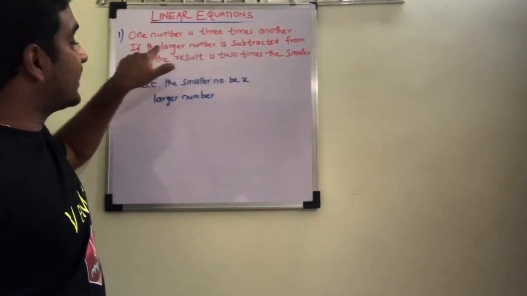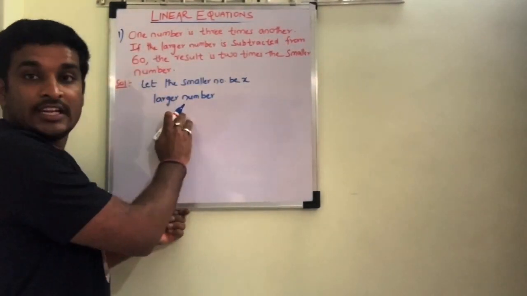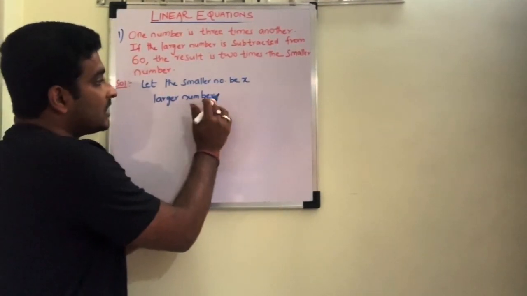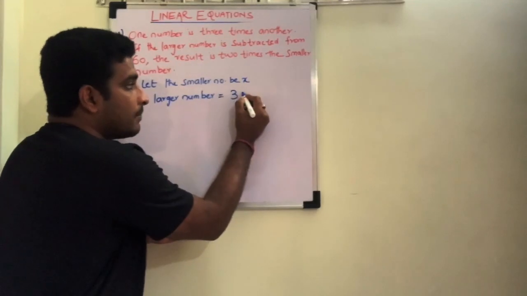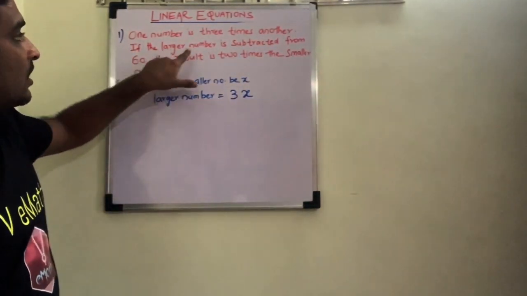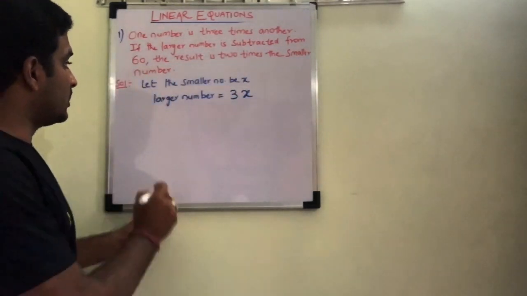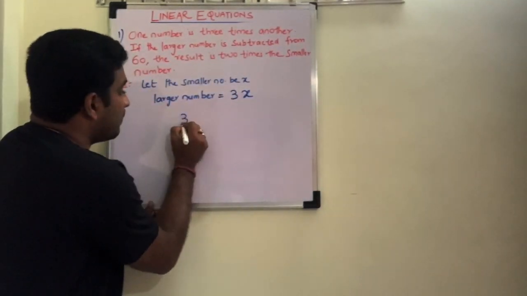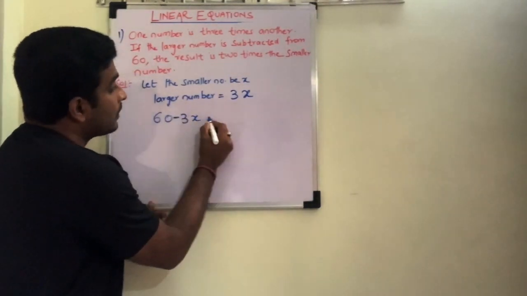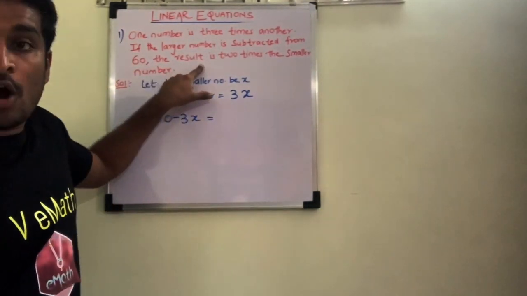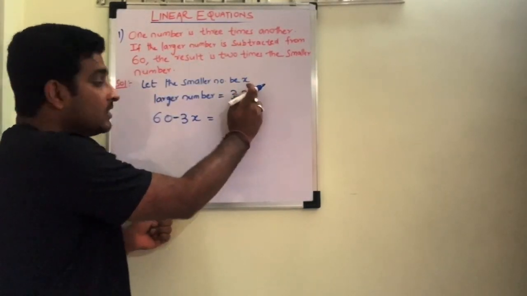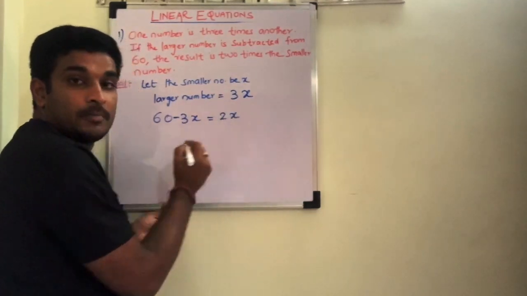One number is 3 times the other. That means obviously in two numbers the larger number will be more than the smaller number. That means the larger number is 3 times the other number, so it will be 3 times x. It is given that if the larger number is subtracted from 60, the larger number 3x subtracted from 60, then the result obtained is 2 times the smaller number. The smaller number we know as x, 2 times the smaller number will be 2x.